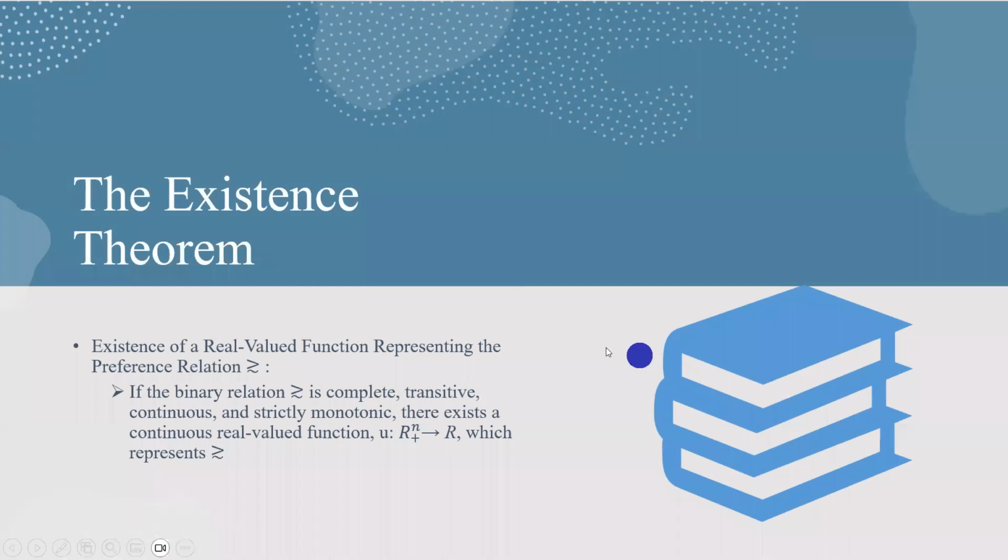Now, I would like to introduce the existence theorem, where the existence of a real valued function representing the preference relation is defined by the following. If the binary relation is complete, transitive, continuous, and strictly monotonic, there exists a continuous real valued function u from R^n_+ to the real numbers, which represents the preference relation.